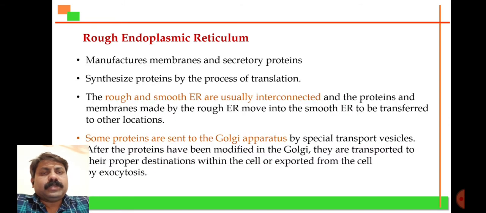Now the rough endoplasmic reticulum has a specific role. It has a role in the manufacture of membranes and secretory proteins. It synthesizes proteins in the process of translation. As we have just mentioned, the rough and smooth endoplasmic reticulum are interconnected, and they are helpful for transport of proteins across the cell, with the help of the Golgi apparatus.